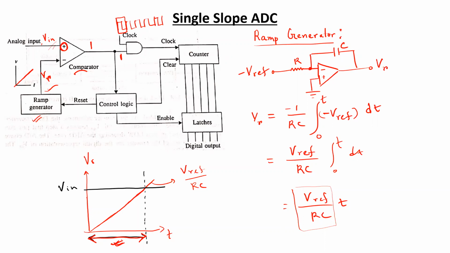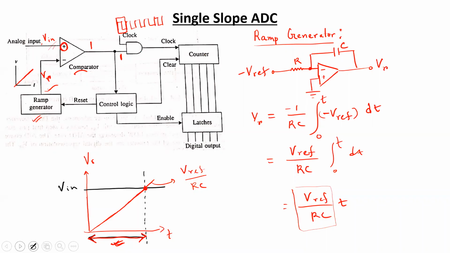And at the end of this duration, suppose at this point, when your ramp voltage is equal to the input voltage, the comparator is going to send a low signal. If the comparator is sending a low signal, then the AND gate is not supposed to pass the clock pulses towards the counter anymore. So as much as the counter has counted before the clock pulse is removed, that is actually the digital representation of the input analog signal.